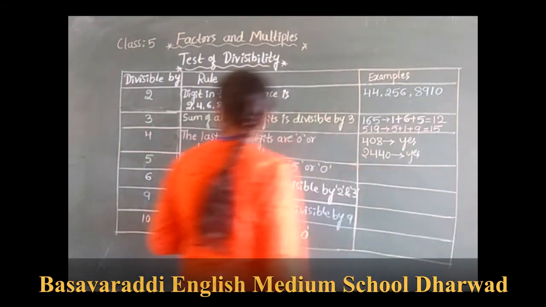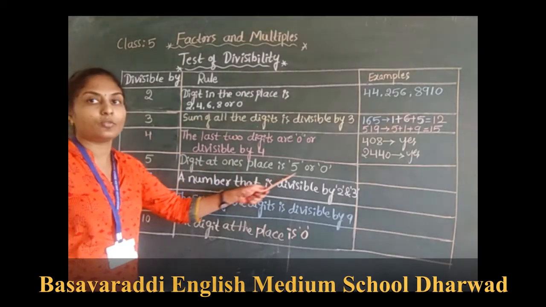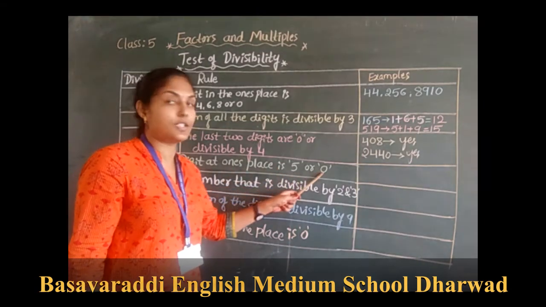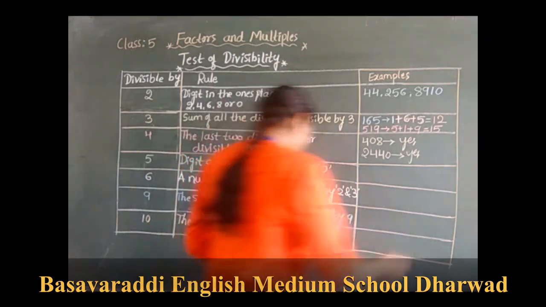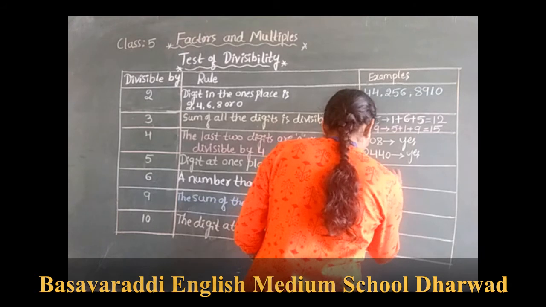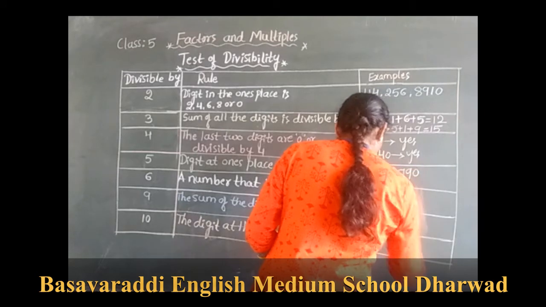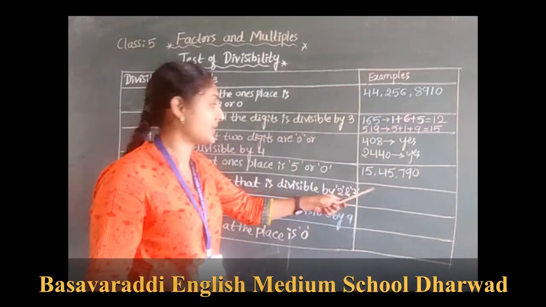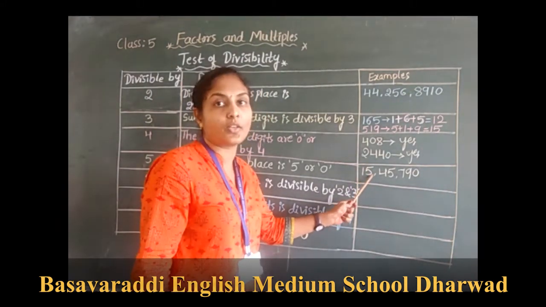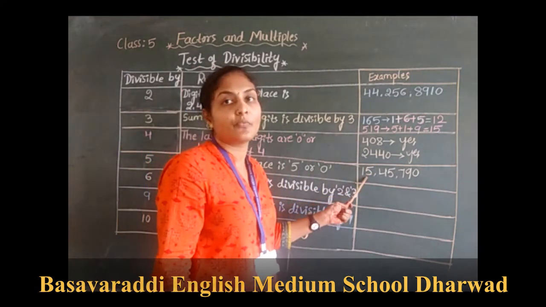Yes. Next, divisible by 5. The digit at the ones place is 5 or 0. For example, 15, 45, 790. There are three examples. Let us discuss the first one, 15. In 15, the ones place has a 5. So 5 is divisible by 5. So 15 is divisible by 5.